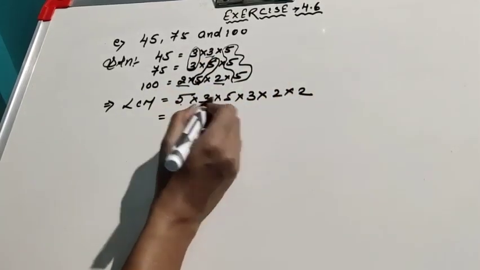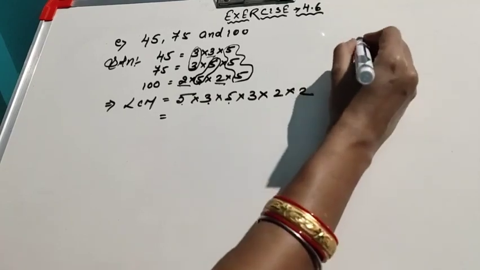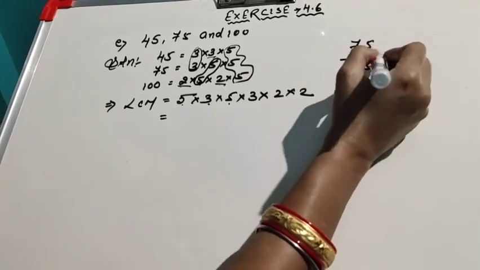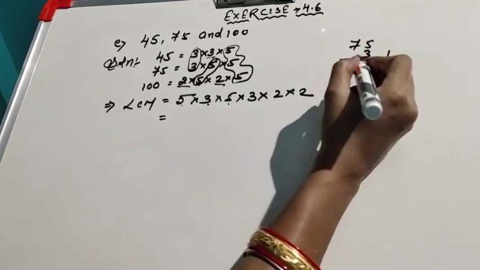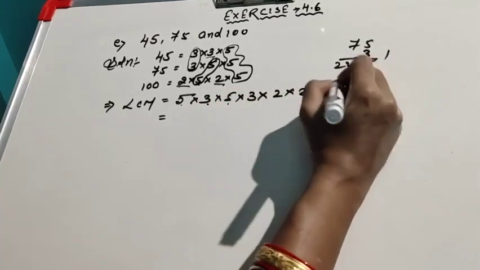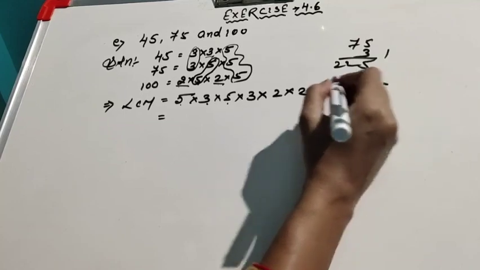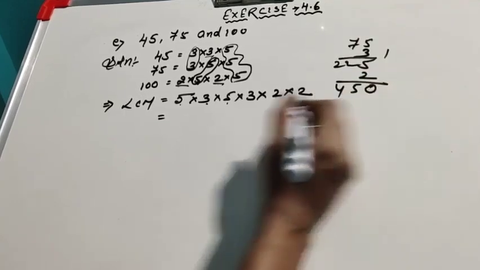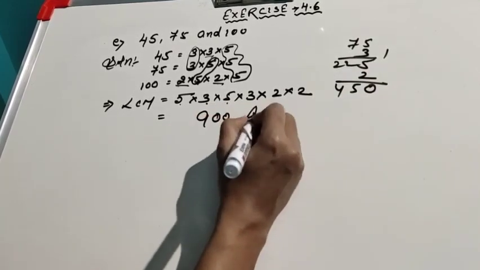5 3s are 15, 15 5s are 75, 75 3s are 225, 225 2s are 450, 450 2s are 900, which is your correct answer.